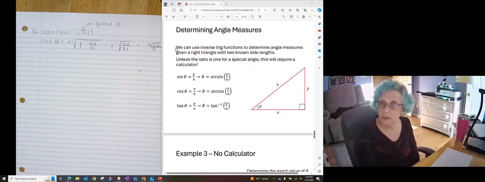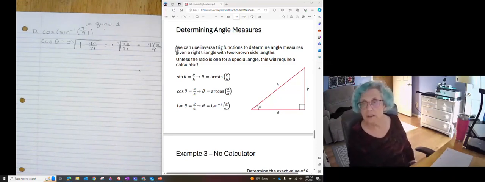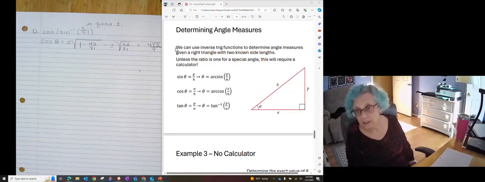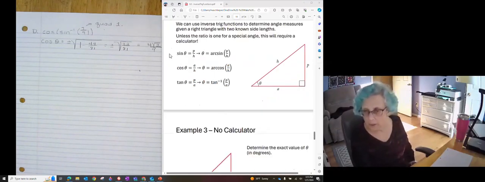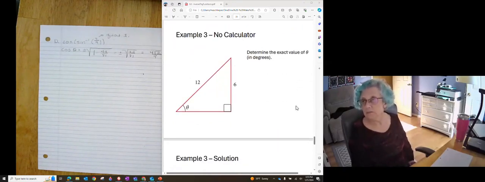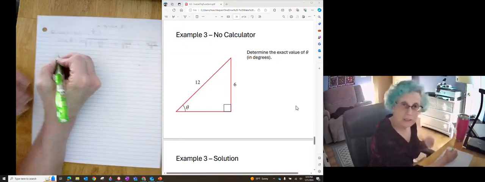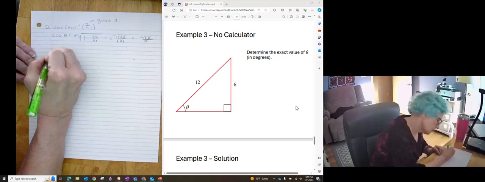Alrighty, so we can use inverse trig functions to determine angle measures given a right triangle with 2 known side lengths. SOHCAHTOA. So sine is equal to opposite over hypotenuse, and cosine of theta is adjacent over hypotenuse, so theta would be the arc cosine of adjacent over hypotenuse, just like we've been doing. So let's do a no calculator example. Determine the exact value of theta in degrees. And of course I have to redraw the picture myself because it helps me to understand what's going on.